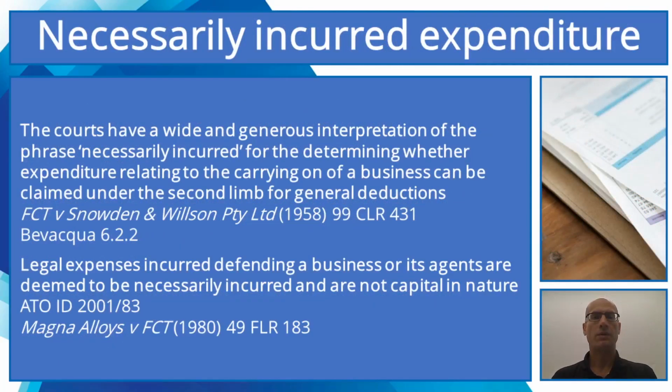Turning now to additional rules. This one is specifically to do with the second limb, that is, to do with the carrying on of a business. Now, in order to obtain a deduction under the general provisions, a particular outgoing has to be necessarily incurred in regards to that business. And to be honest, the courts have been pretty generous in regards to interpreting this. Ultimately, it's not for the courts to tell taxpayers how to organize their business affairs. That would be illogical and certainly very inefficient.